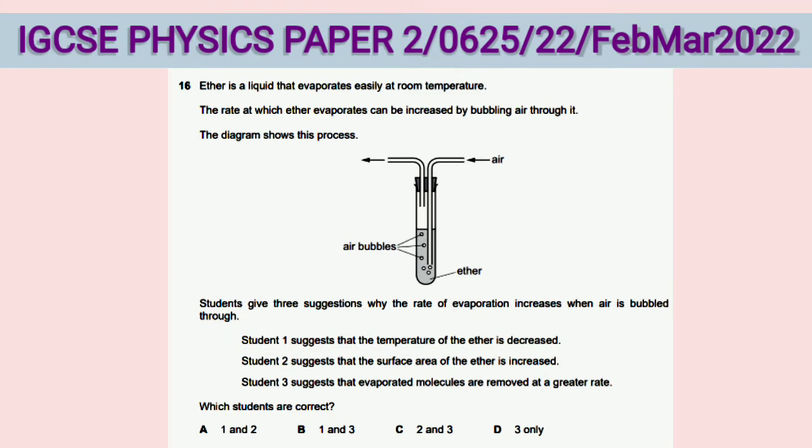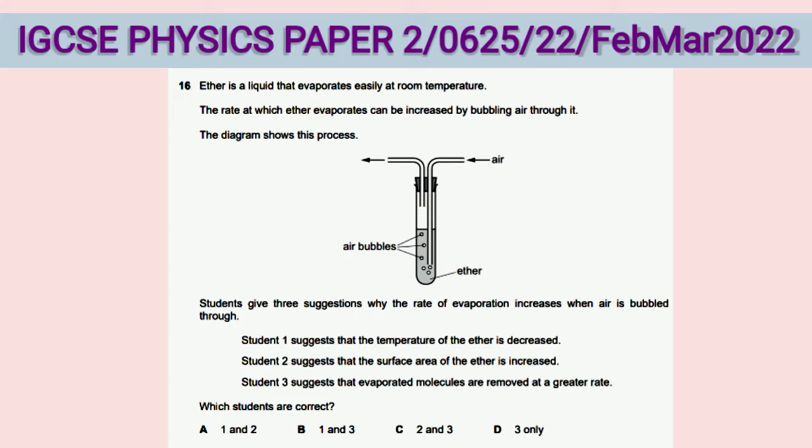Let's do question 16. Ether is a liquid that evaporates easily at room temperature. The rate at which ether evaporates can be increased by bubbling air through it. The diagram shows this process. Students gave 3 suggestions why the rate of evaporation increases when air is bubbled through.